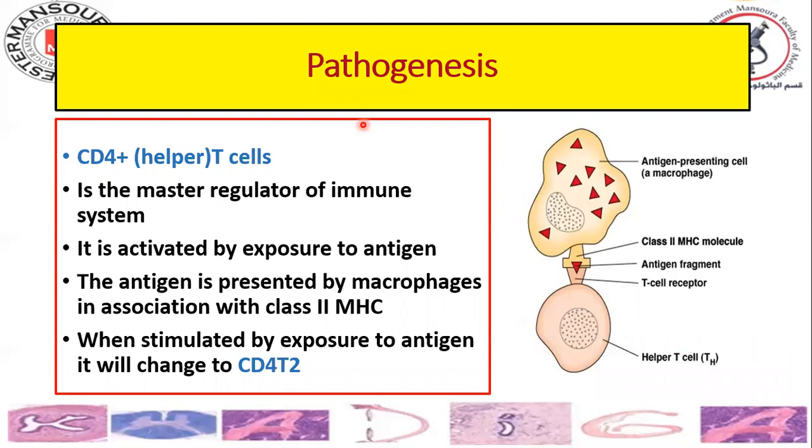Pathogenesis of bronchial asthma. The key player in the pathogenesis of bronchial asthma is the CD4 helper cells. This type of immune cell is the master regulator of the immune system. It is activated after exposure to antigen, but it doesn't directly identify the antigen. It needs the antigen to be presented by the macrophages through the MHC molecules.